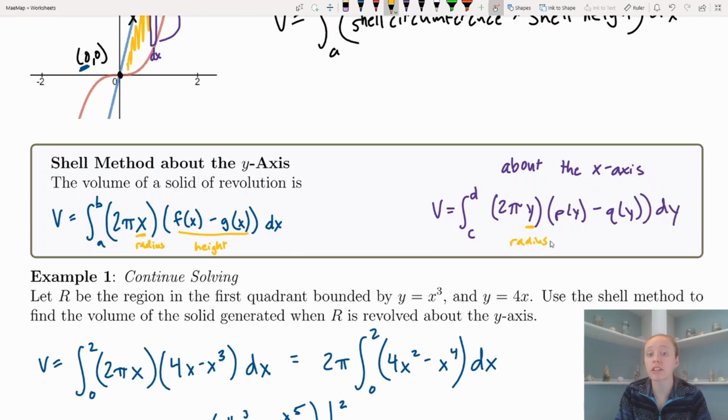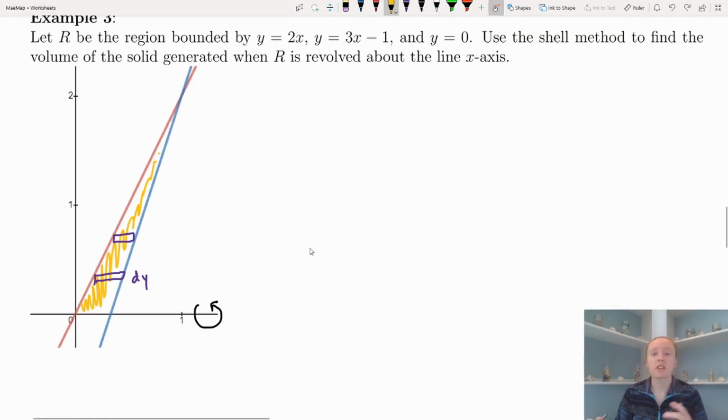Again, where this y actually represents our radius. So when we're revolving around something that's not the x-axis, let's say a line like y equals 1, then we're going to have to shift, either adding a constant or taking that constant and subtracting. And then the p of y minus q of y, that is our height. So here we have the right minus left, whereas when integrating with respect to x, we have that top minus bottom, which should be familiar from that region between curves worksheet. So with that being said, we're ready to finish out this example.